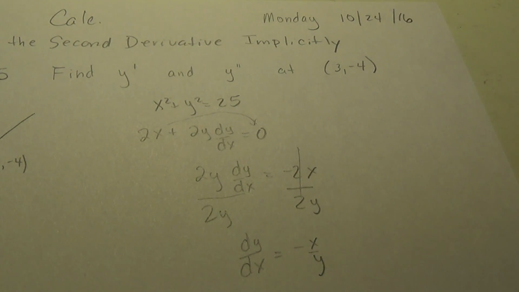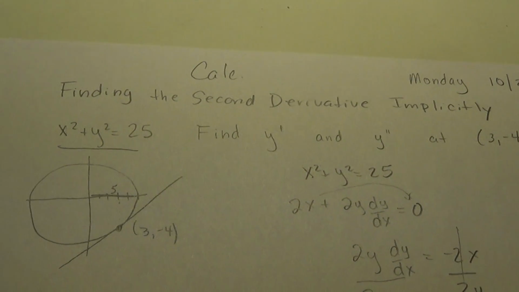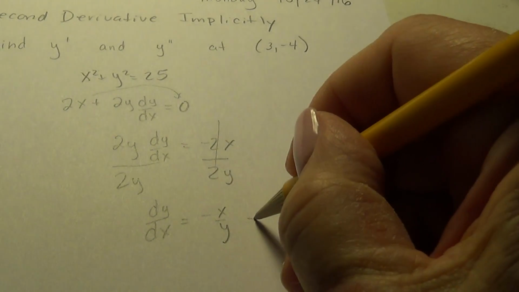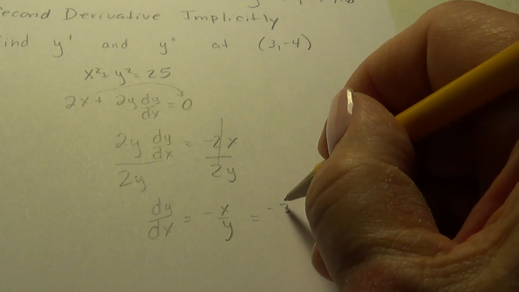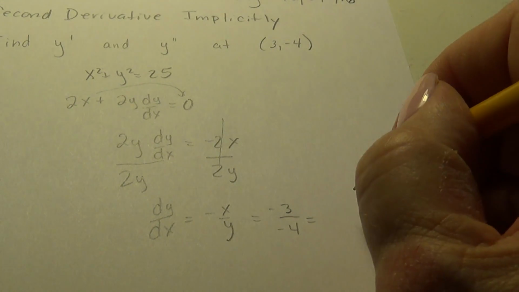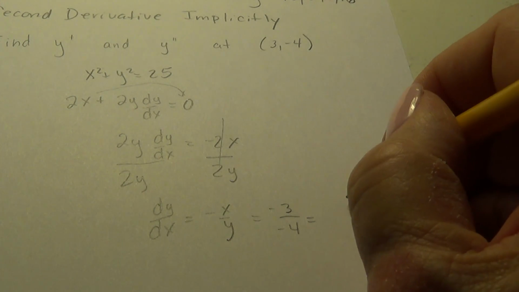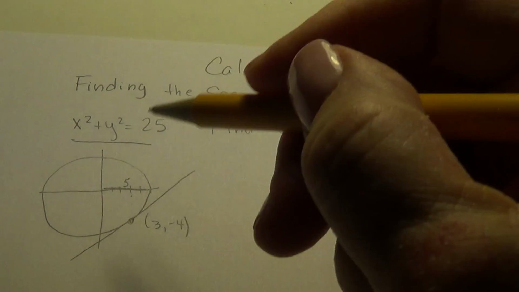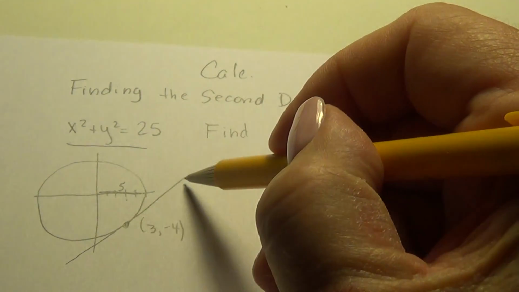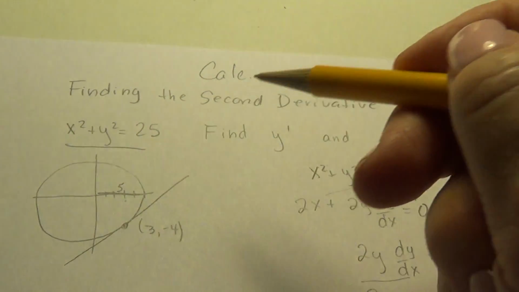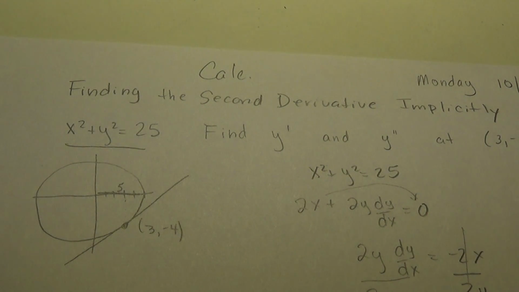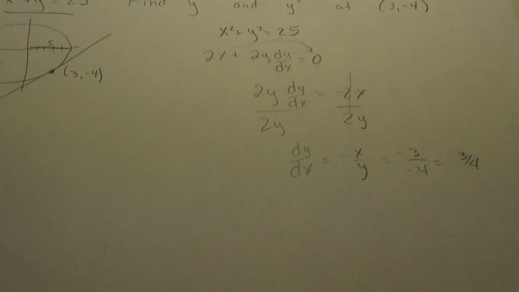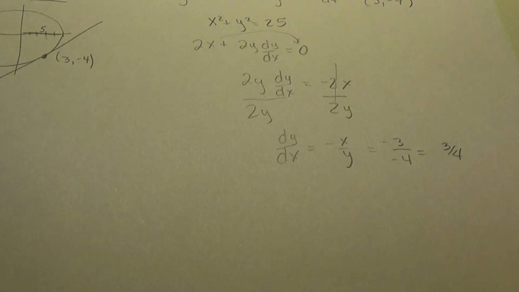I was wondering what the slope would be at the point (3, -4). So I put in a 3 for the x and a minus 4 for the y, and I get the answer 3/4. So my graph here has a positive slope. I can't tell that it's 3/4 by looking, but our math tells us it is. Now we're going to go on and do the second derivative.